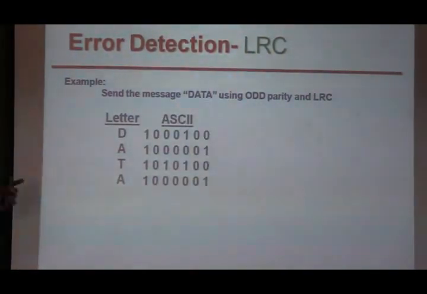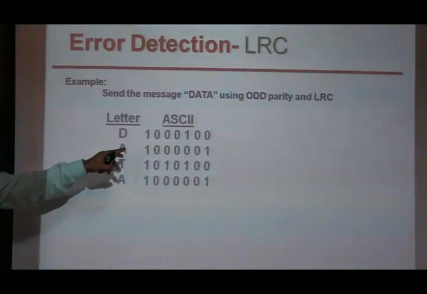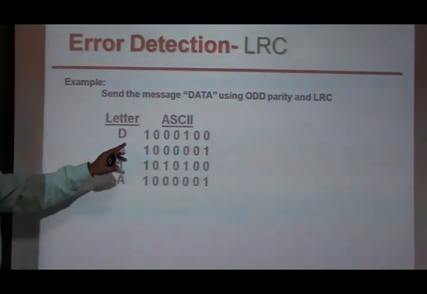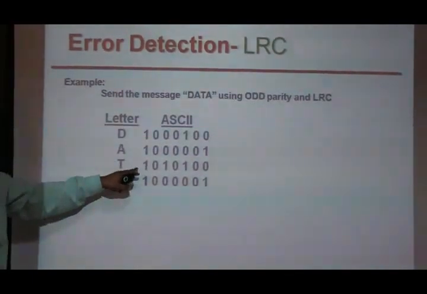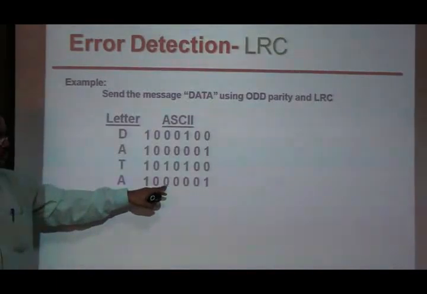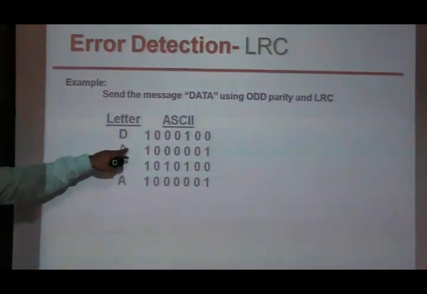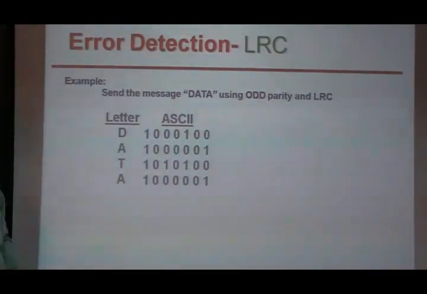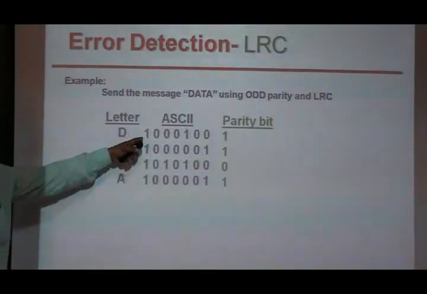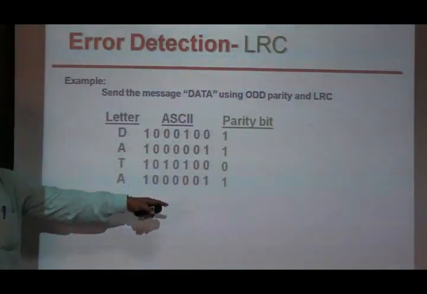So for D we have 1000100, for A we have 1000001, and for T we have 1010100. So this is the original data unit that we have. For this we need to generate a parity bit. So for each data unit, the parity bit is 1101.